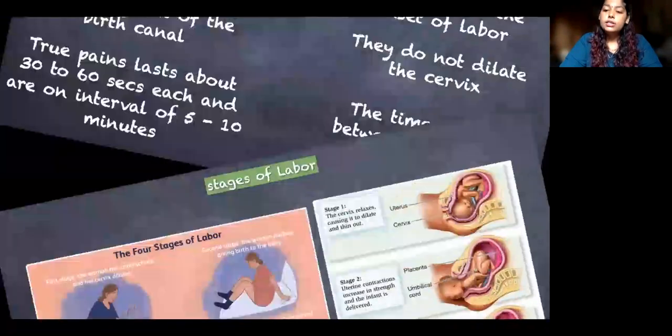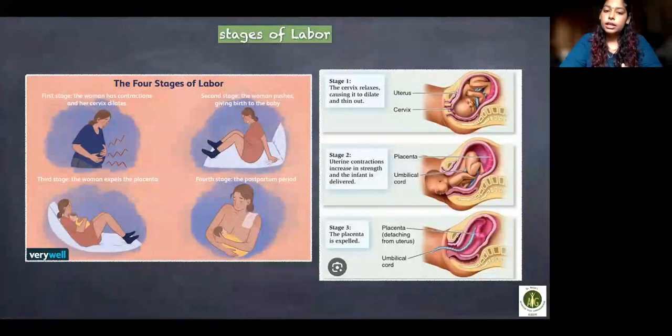So there are 3 stages of labor. The first one is the onset of the labor. The second one is the childbirth. And the third one is when the placenta is delivered. So the onset of labor is the first stage.